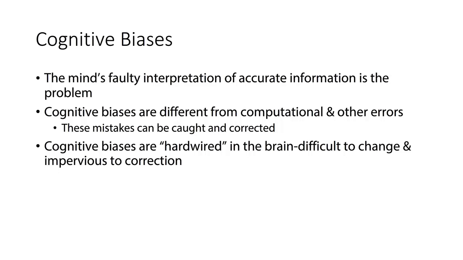Cognitive biases are hardwired in the brain, and that makes them very difficult to change and impervious to correction. Facts don't necessarily change cognitive biases. People are more likely to double down and go with their beliefs.